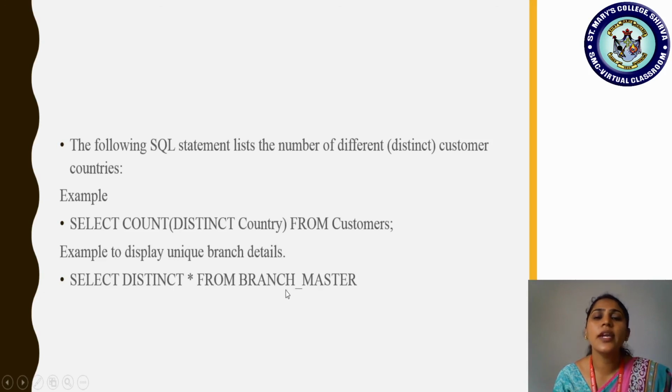SELECT DISTINCT all the columns FROM which table? Branch master. So let us understand that there are 7 rows, with branch numbers B1, B2, B3, B4, B5, B6, B7, and again let us assume B6 is repeated. So total 7 rows are there. But when I give SELECT DISTINCT star FROM branch master, all the columns distinct, what happens? Branch number B6 is repeated 2 times. It will consider only 1 time, and 6 rows will be selected. Okay.